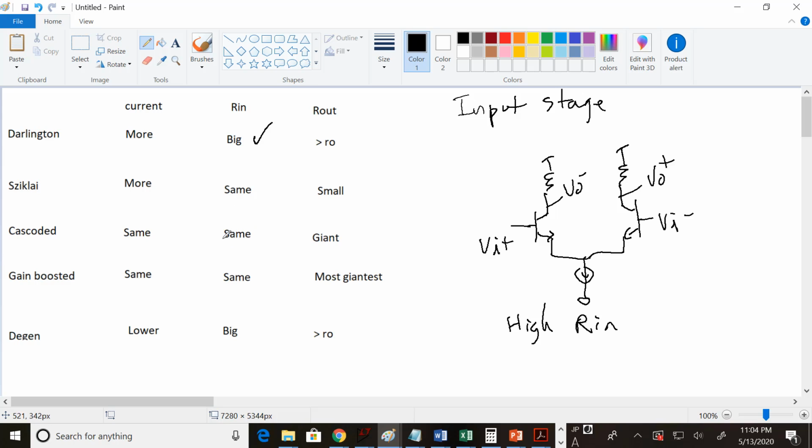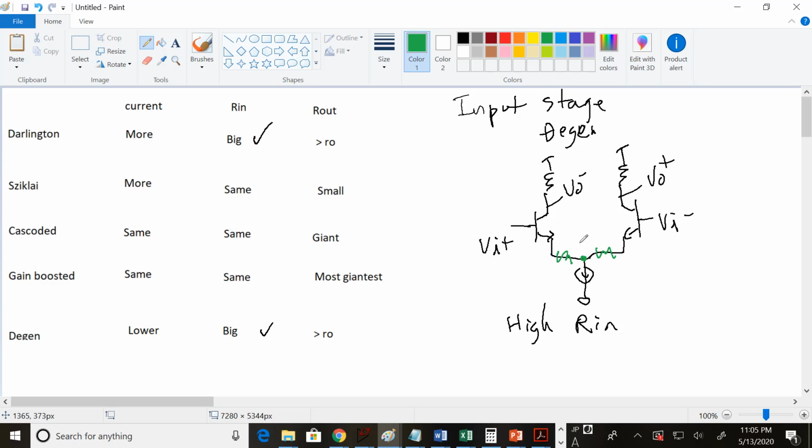These are all the same as a single transistor, so replacing these with any of these others wouldn't change your Rn. But here's another one. You could use degeneration. So let's just copy this for a second. The degeneration solution would just be to add resistors here.